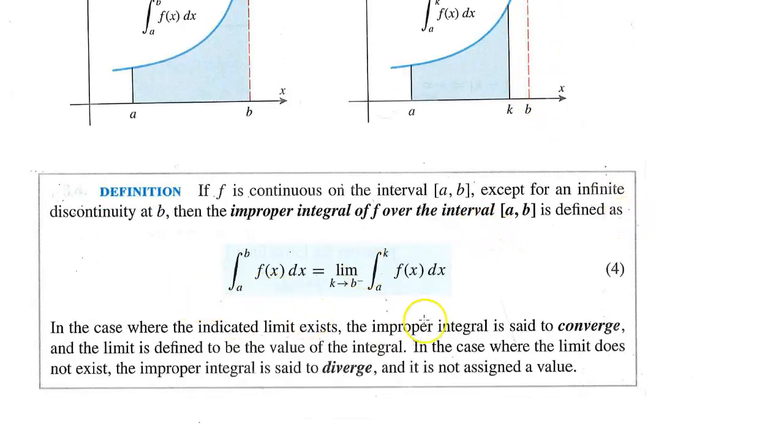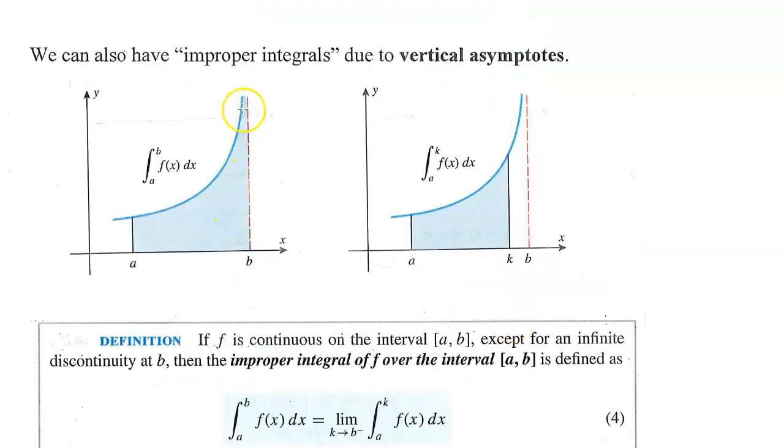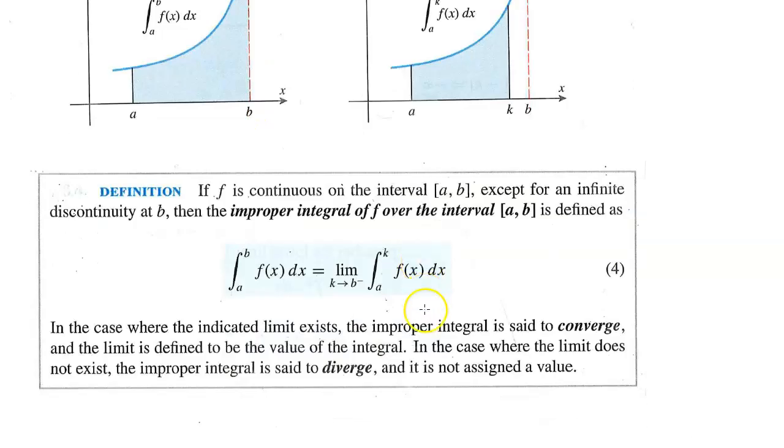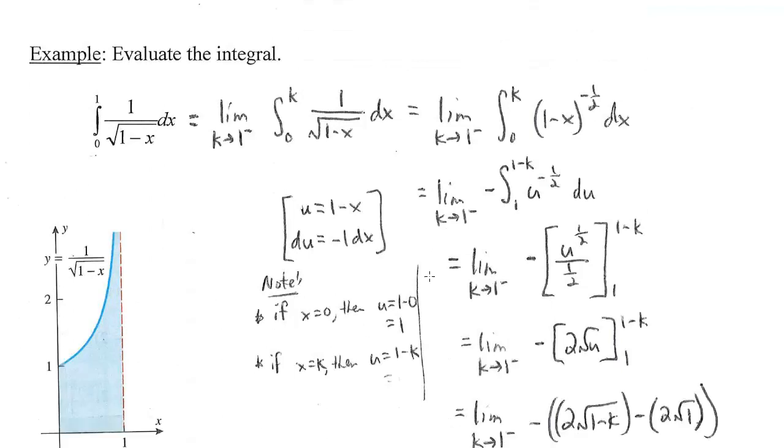In the case where the limit exists, we say the integral converges. So if we end up getting a finite number here, an actual answer, we say the integral converges, or it could be that you have an infinite area here, in which case we say that the integral diverges. If that limit doesn't exist, the integral diverges. So let's look at an example.